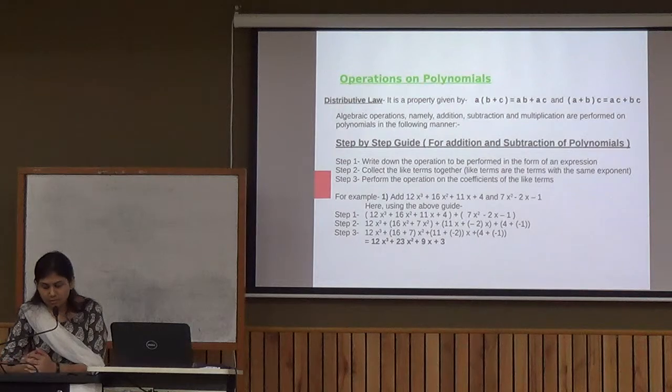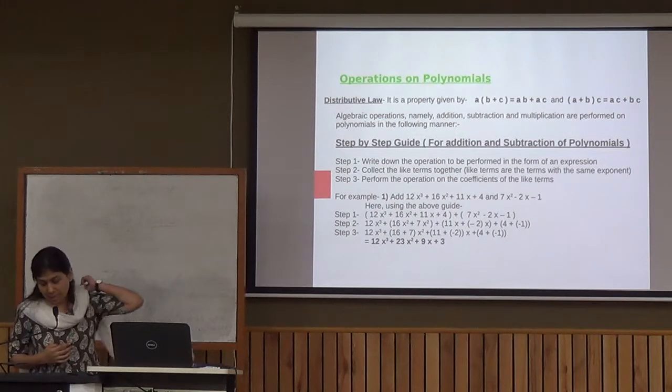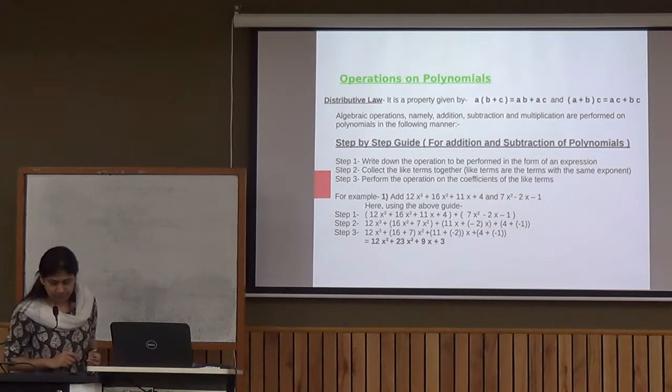Now, what are like terms? Like terms are the terms having the same exponent. Step 3. Perform the operation on the coefficients of the like terms. Now, let us understand this by way of an example. Consider adding 12x cubed plus 16x squared plus 11x plus 4 and 7x square minus 2x minus 1. Clearly, both the components are polynomials.